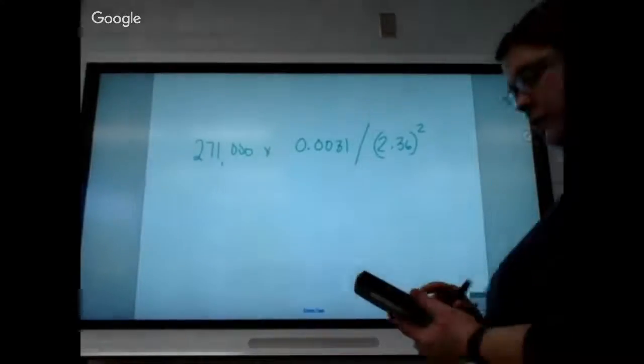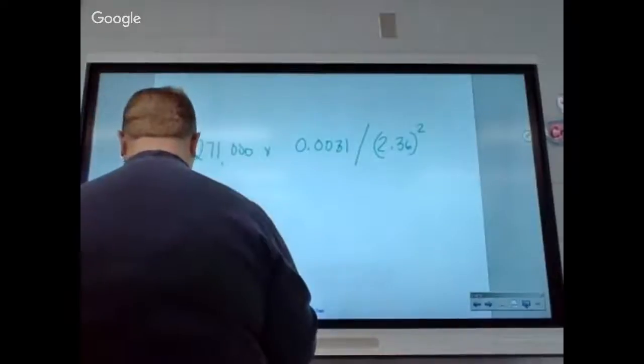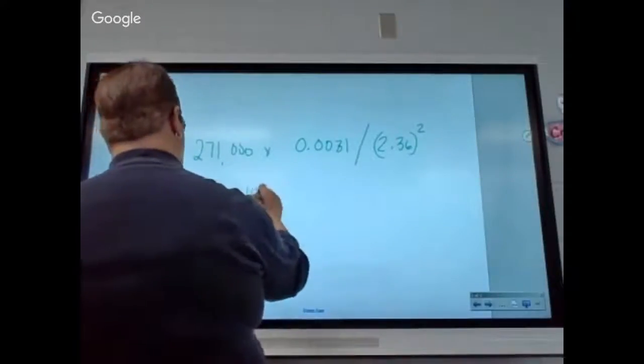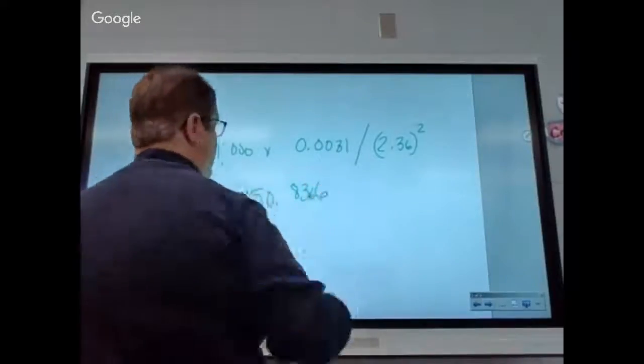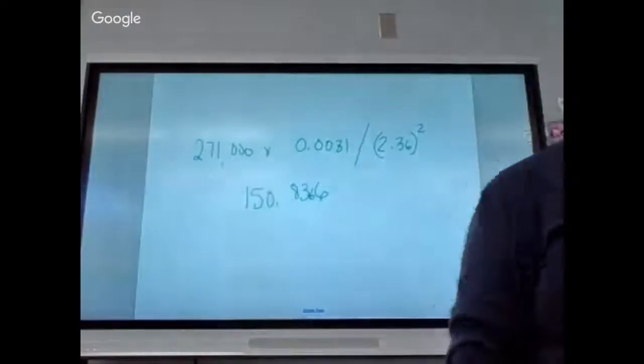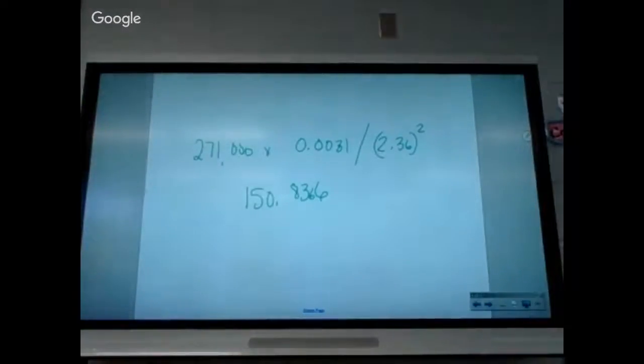When I do this, let me get rid of scientific notation. I get 150.8366. And I didn't write everything down, so you don't have to. I just wrote it the way it is on paper. But it didn't matter. You didn't have to put it in parentheses. I didn't put it in parentheses when I punched it in.